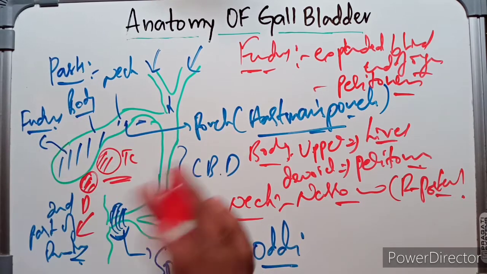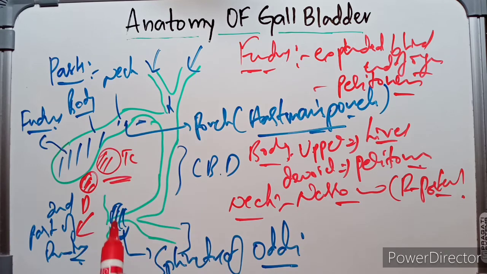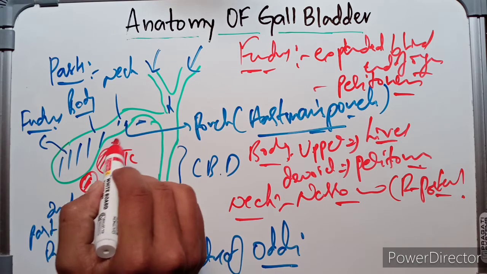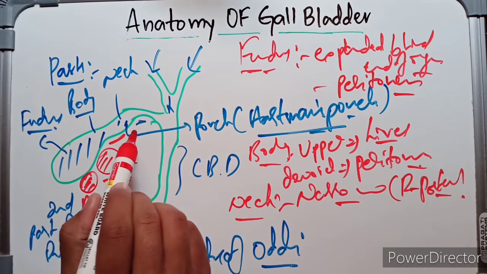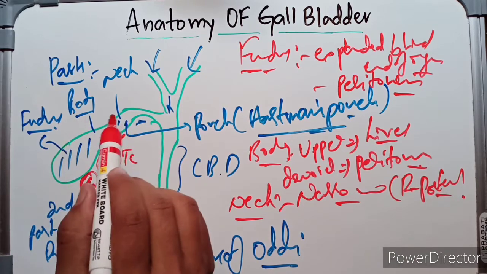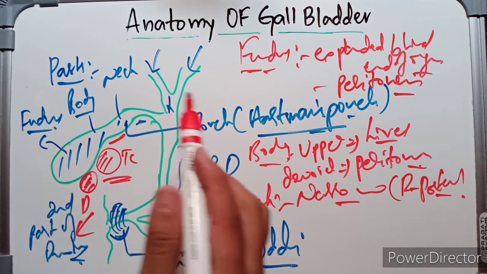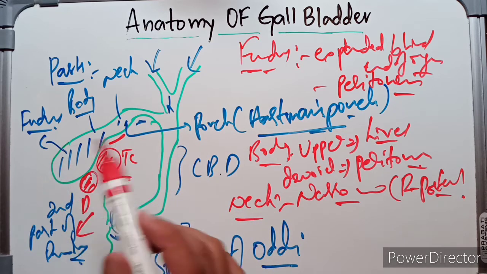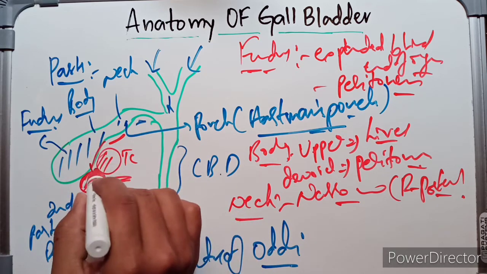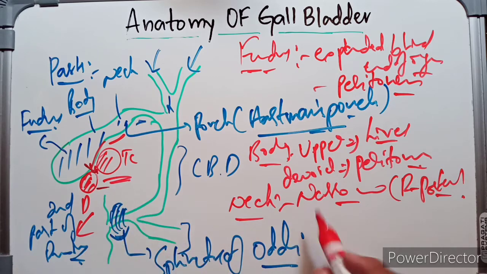On the posterior medial wall of the neck, a pouch-like dilatation is formed, which I have just told you about. This is known as the Hartmann's pouch, and it is directed downward and backward. Commonly the gallstones are lodged in this pouch, which causes adhesion to the second part of the duodenum and may also perforate the duodenum.